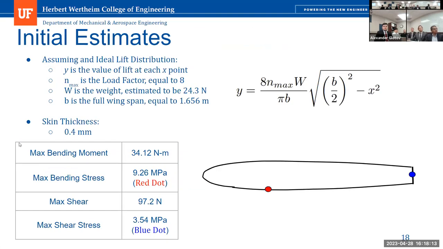For initial estimates, an ideal elliptical lift distribution was assumed. This gave us a bending moment of 34 newton meters and a max shear of 97.2 newtons. Here you see the maximum bending stress occurs at the red dot at 9.26 megapascals, while the maximum shear stress at the blue dot is 3.54 megapascals.